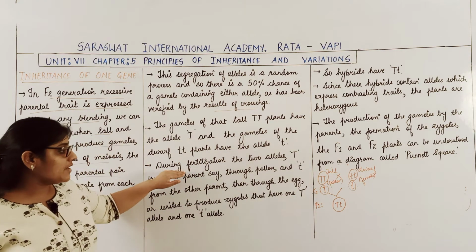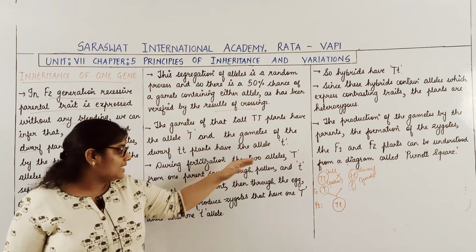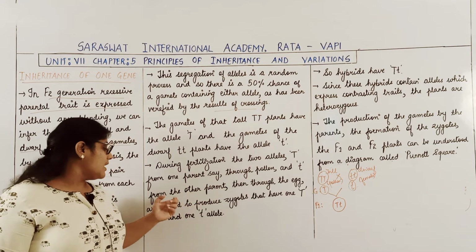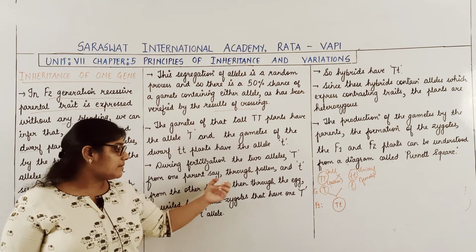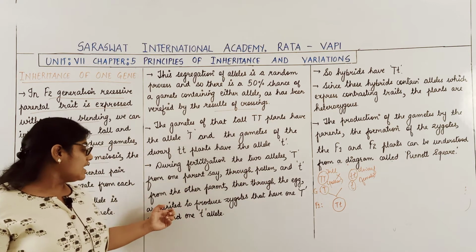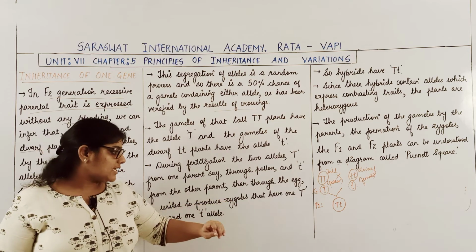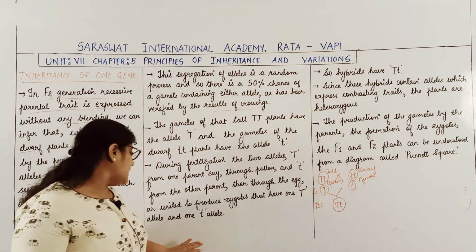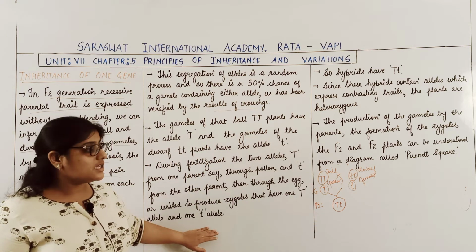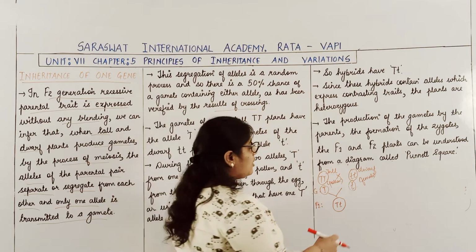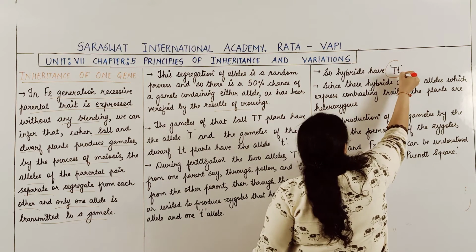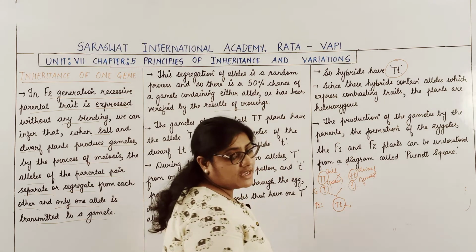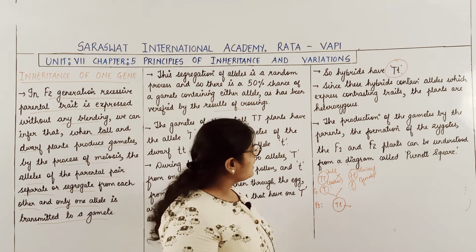So during fertilization, the two alleles, that is capital T from one parent through pollen and small t from the other parent through egg, are united to produce the zygotes, and the zygotes have the capital T allele as well as the small t allele. So hybrids are which type of hybrids? They have the capital T gene as well as the small t gene.